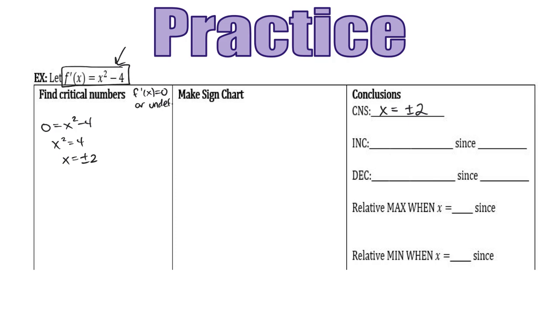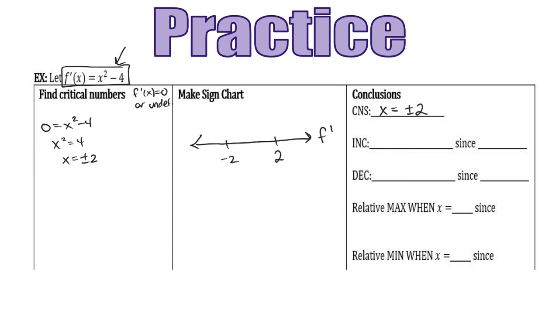Now what we're going to do is we care about where the derivative is positive, where the derivative is negative, and where the derivative is 0. So what I'm going to do is make a number line or a sign chart for my derivative. I know that my derivative is 0 at positive and negative 2. So those are the only places where it could potentially be changing direction.